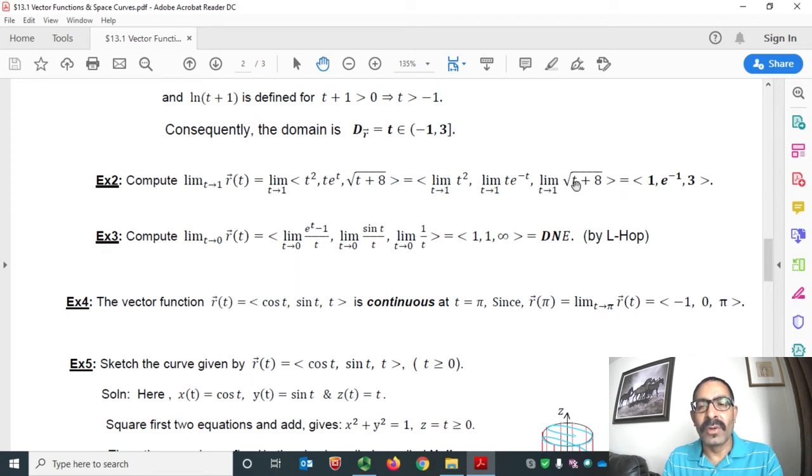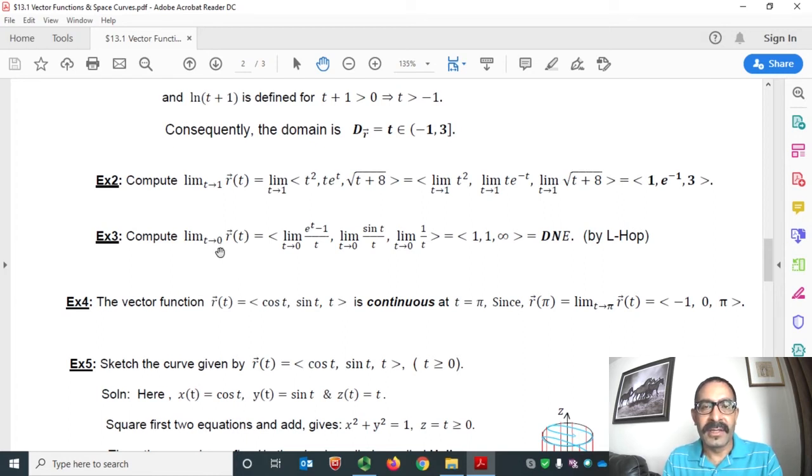And the third component, the limit as t tends to 1 of radical t plus 8, becomes, putting t equals 1, 1 plus 8 is 9. Radical 9 is 3. Are we done? Example 3. Compute the limit of these vector functions where r(t) equals e to the t minus 1 over t, sine t over t, 1 over t, as t goes to 0.